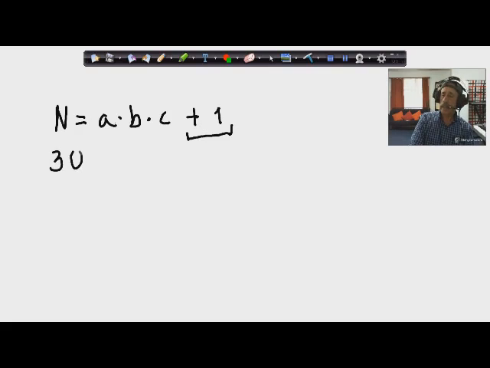Let's see an example. Number 30, we write 30 as the product of its three primes. The prime decomposition of 30 is 2, 3, and 5. We see that 30 is divisible by 2, by 3, by 5. For example, if we divide 30 by 3, the result is 10, and there is a remainder of 0 because 3 is a divisor. But let's add 1 to this product and get the number 31.